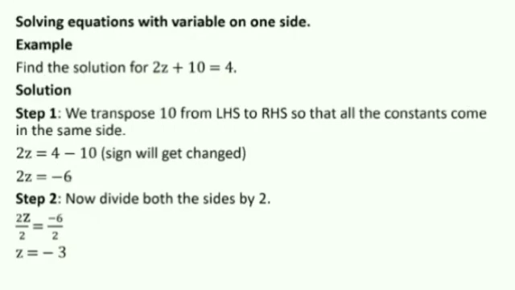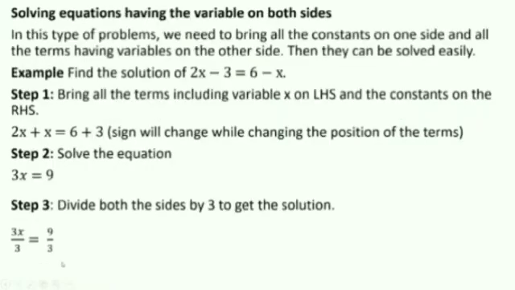So in the second step, now we'll divide both the sides by 2, or we can also transpose this 2 on the right hand side, then it will be there in the denominator. Ultimately, the value of z for this given equation is equal to minus 3.